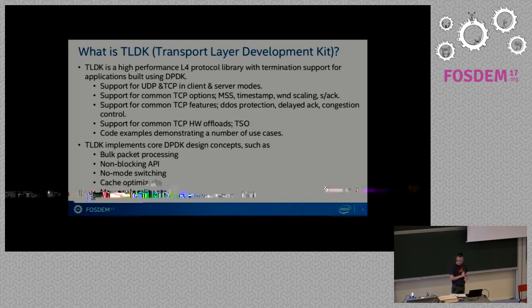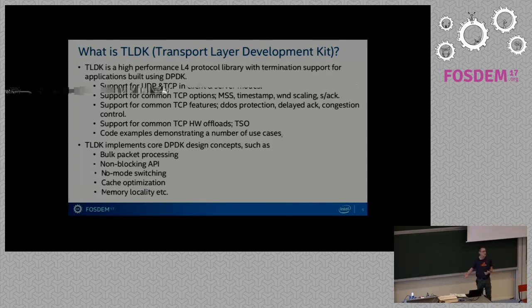So what we're aiming to support is UDP and TCP at this point. We're going to support passive and active connections, and that's basically the client and the server model, and the bump in the wire model that I'm going to talk about in a while. One of the use cases I'm very interested in proving out TLDK in is that bump in the wire performance.